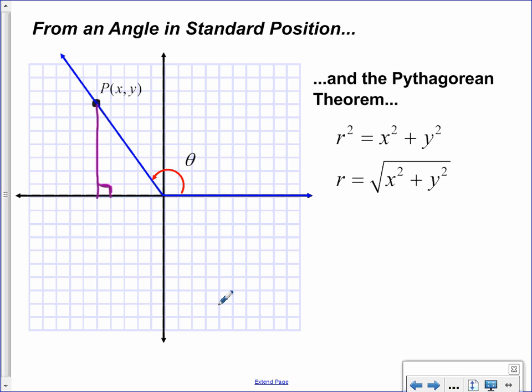Now, instead of A, B, and C, we're going to do X, Y, and R. The R, if you think about it, this ray could go around and around, so R stands for radius. And in the triangle, the radius is the hypotenuse. So that's kind of like your C. Now, that coordinate makes that triangle.